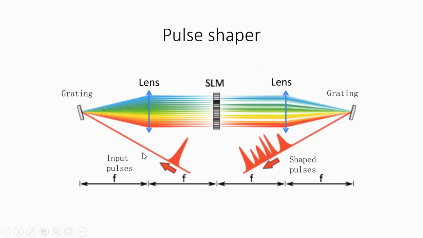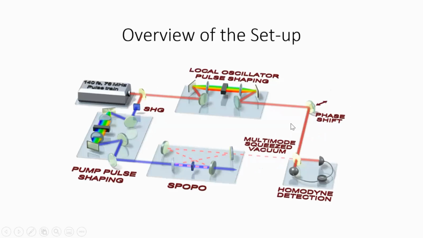A pulse shaper is a standard technique for shaping the spectral amplitude of a beam. We just send our pulse into a grating that decomposes different spectral components, and we image them on an SLM. An SLM is just an array of liquid crystals that will change the phase of the different frequency components, and then we recombine them, and that allows us to shape the amplitude and phase of the spectrum of the light. All right, so this is an overview of our setup. We have this laser, we pump an OPO with it, and we also shape a local oscillator in order to measure this multimode squeezed vacuum that we create.